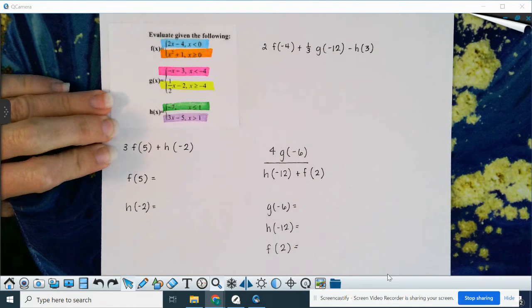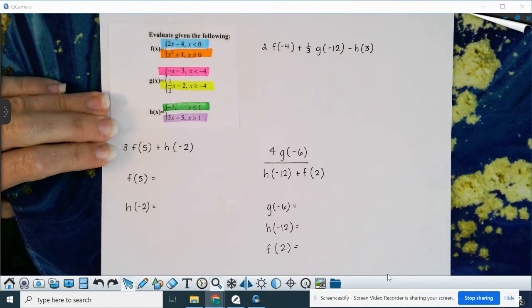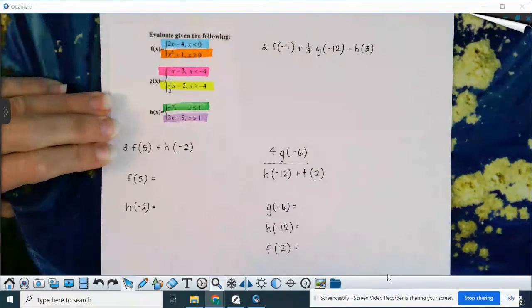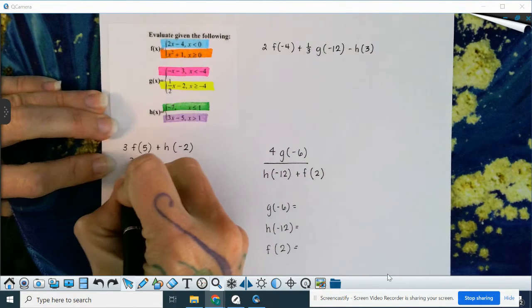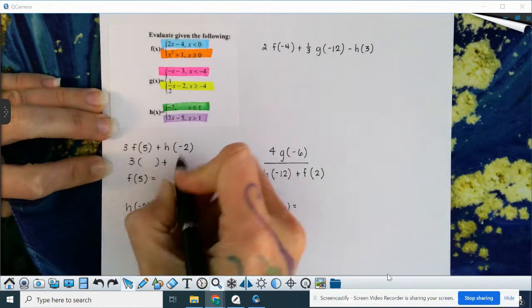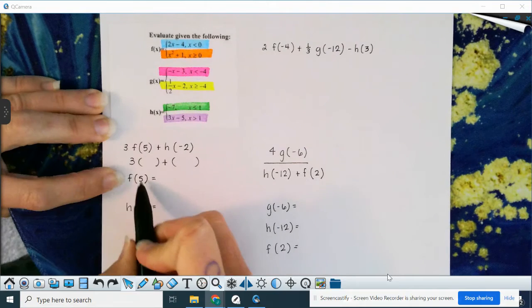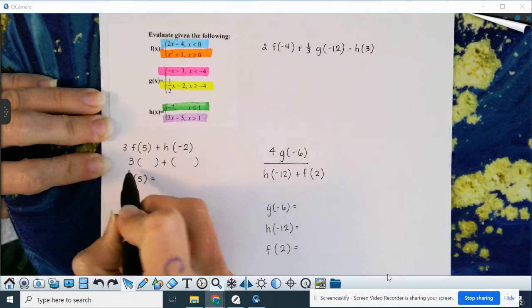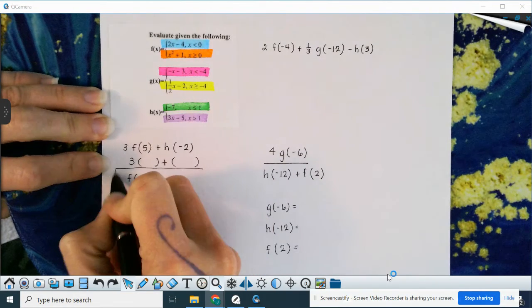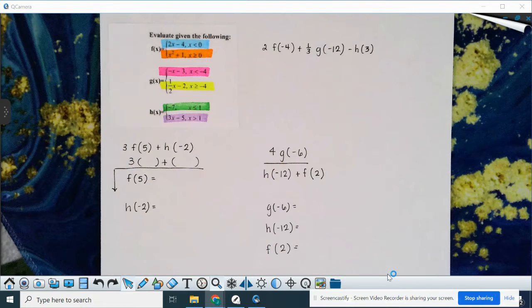Also, just so you know that they're not that much different than what you've been doing already, this just says that we're going to do 3 times an answer plus an answer, the 3 on the outside. So we're going to do f of 5 and h of negative 2. So these below look like the problems you've been doing a lot of, even since Math 1, except in Math 1, it was just function notation and you were given just a couple functions instead of lots of functions.